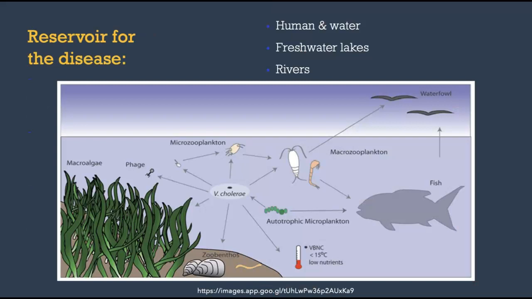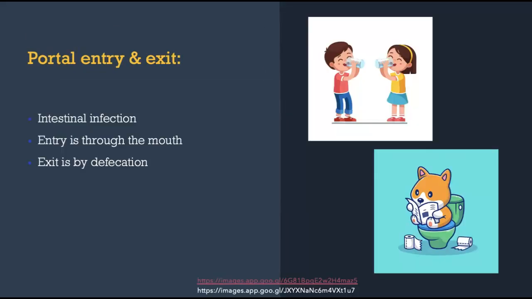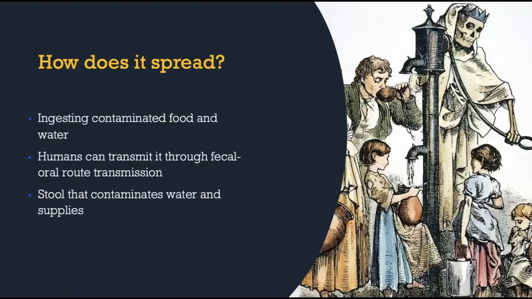Vibrio cholerae can be found in aquatic environments such as freshwater lakes and rivers. The 2 main reservoirs are human, which act as hosts, and water. The portal of entry is through the mouth, and the exit is by defecation. A person can get cholera by ingesting contaminated food and water.